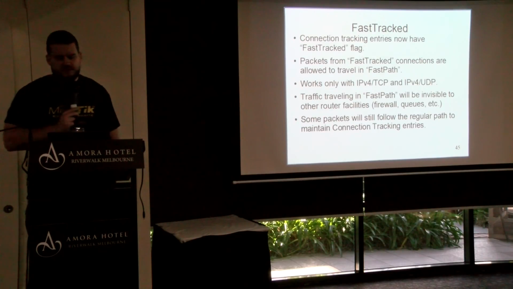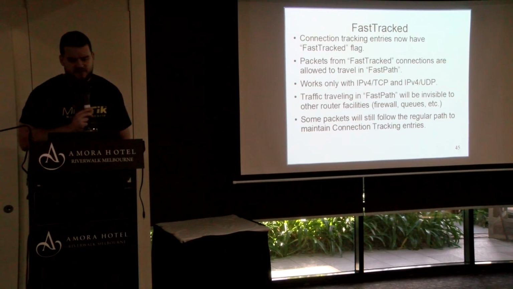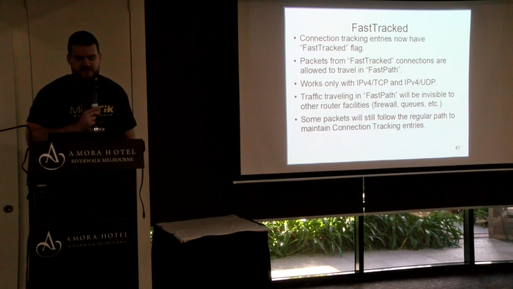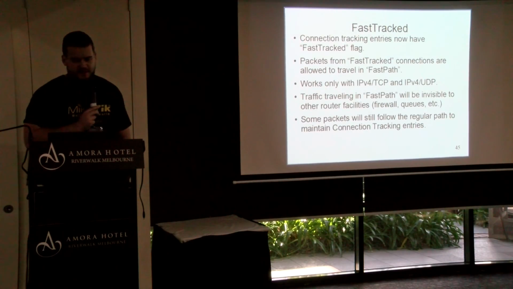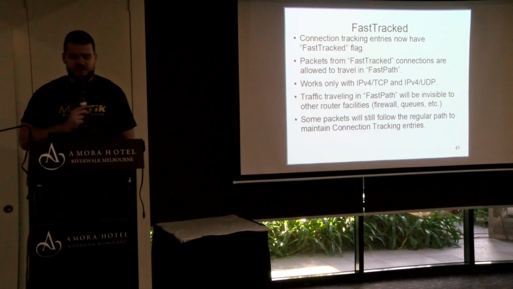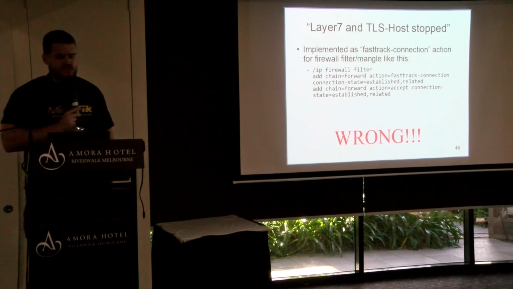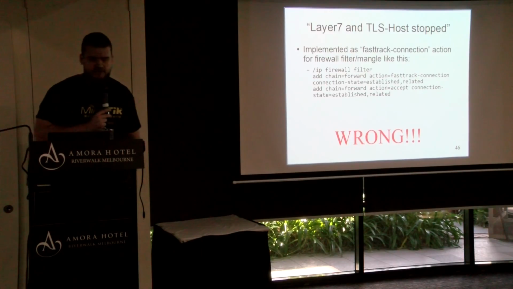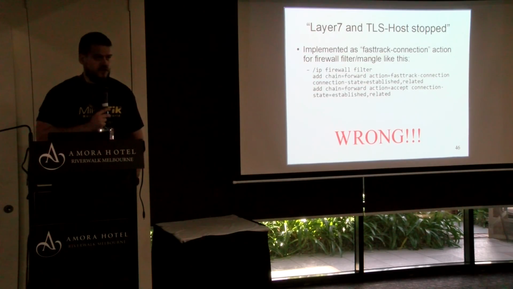This only works with IP version 4 TCP and UDP. And the downside of this fast path is that this traffic will bypass almost all other facilities of the router, like firewall and queues. If you put a connection to the fast path, it will fast path through the router, leaving all these options behind. Some of the packets will still go through the regular path because we need to refresh some connection tracking timeouts so those connections don't actually time out. But of course the problem is, as soon as he enables fast track with this rule that you see down there, his layer 7 and TLS host options stopped working.